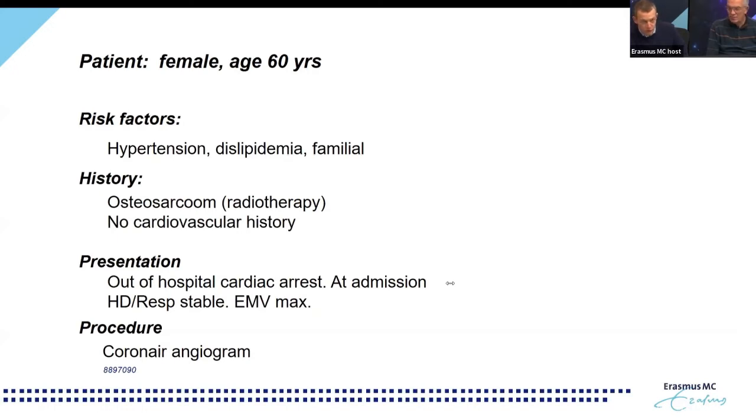She quickly recovered following the resuscitation at home by her partner, and was in a completely maximal neurological state, meaning that she was at that time completely stable. But she was referred for a coronary angiogram because we wanted to check, obviously, for coronary causes of her out-of-hospital cardiac arrest.